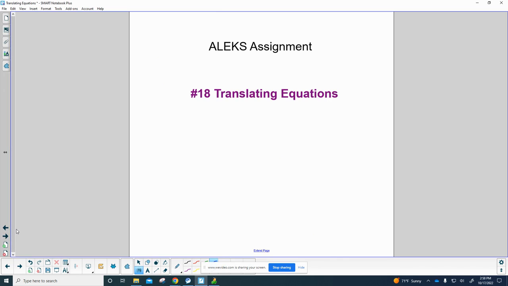Okay, so that's the kind of things we can look forward to seeing today. The name of the assignment is number 18, translating equations, and in some cases expressions. A lot of the work that you're going to do is actually just showing how you translate it. So good luck.